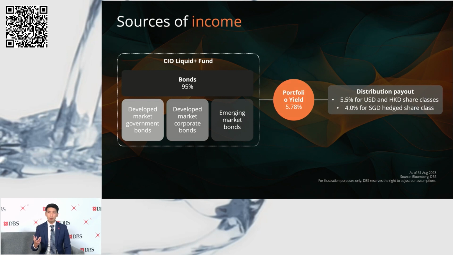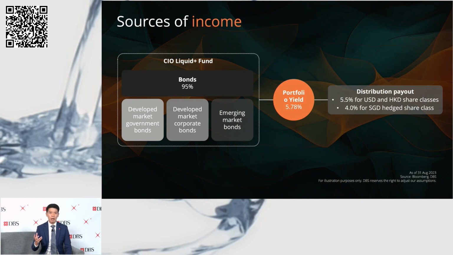So the DBS CIO Liquid Fund invests in the global bond markets. By investing in the global bond markets, we can deliver a diversified and robust portfolio for our clients, and at the same time deliver a high portfolio yield for you and our investors. Portfolio yield currently is 5.78% as of end August. Right now, the portfolio yield is actually even higher, in excess of 6%, and we think it makes this a great opportunity for income seekers today to put some of their capital to work.